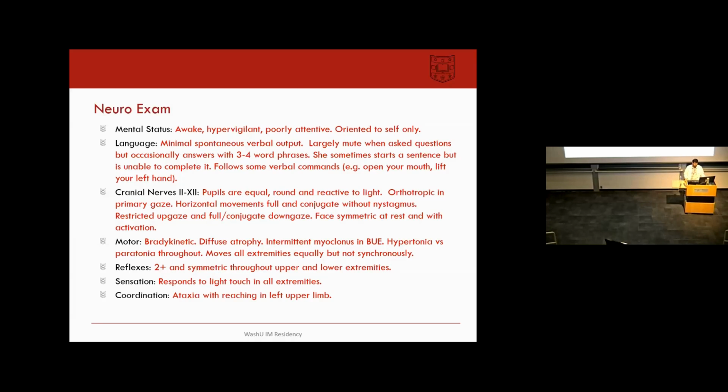In terms of her motor exam, she was bradykinetic. She had diffuse atrophy. They did note intermittent myoclonus in the bilateral upper extremities. And then they also noted hypertonia versus paratonia throughout, and that she was moving all her extremities equally, but not synchronously. Reflexes were intact. Sensation was intact for their exam. And then she had some ataxia with reaching in the left upper limb for the coordination portion of the exam. Anything stick out to you here on this million-word slide?